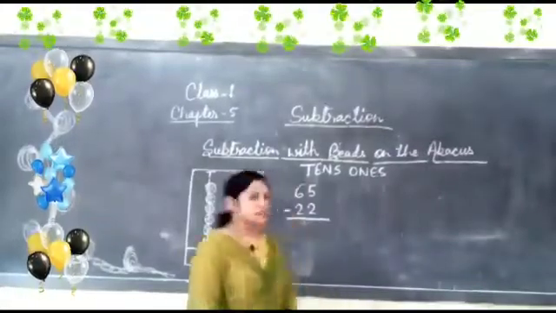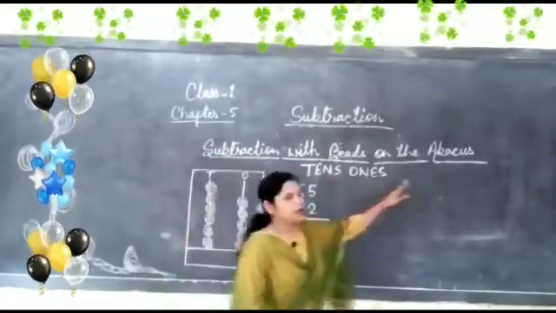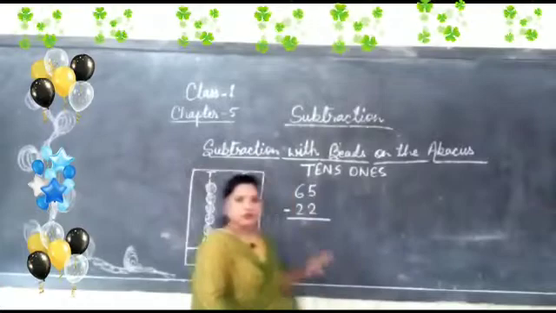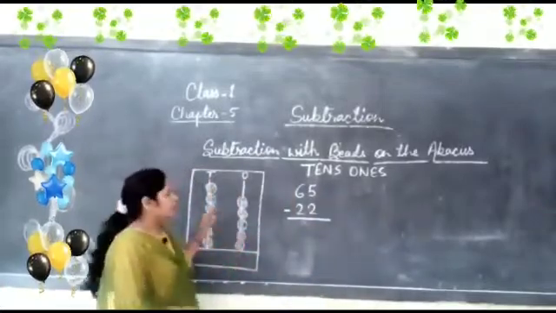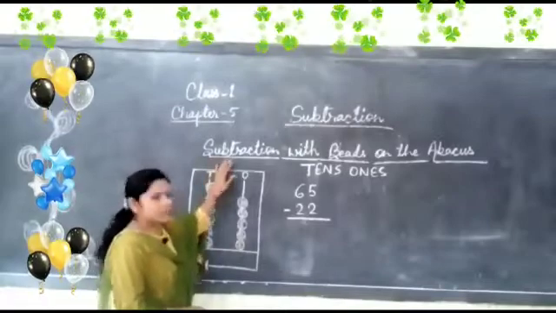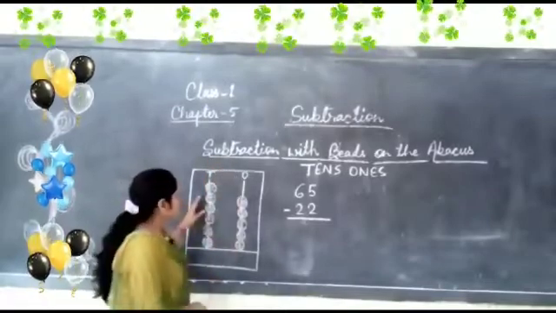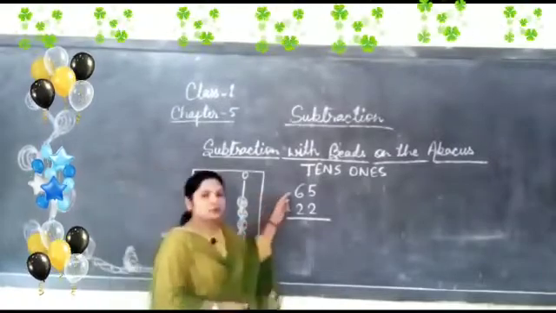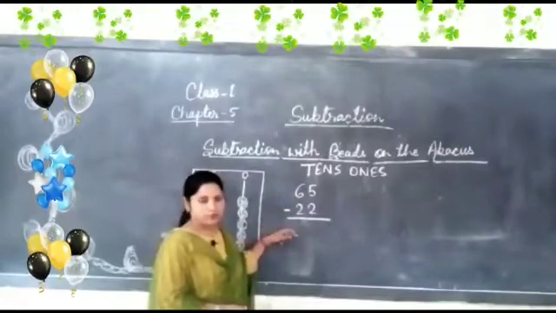Today we will see subtraction with beads on the abacus. So you have learned abacus in the previous chapter. Now we will use the abacus for subtraction. So let us see, here we have to subtract 65 minus 22.